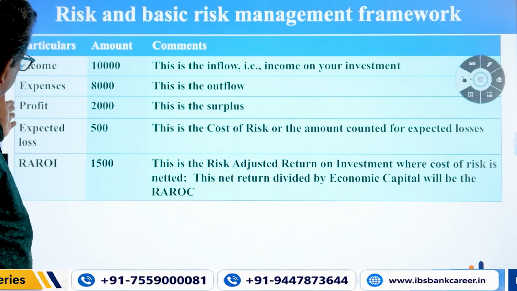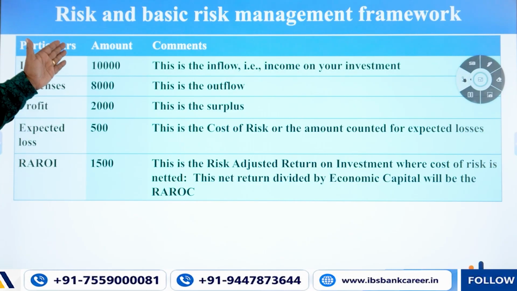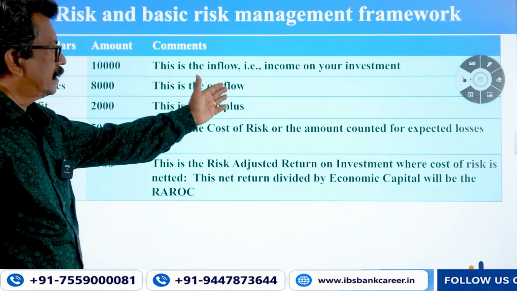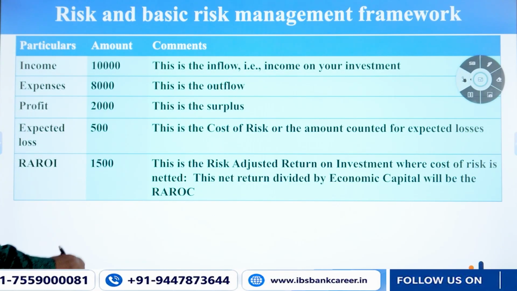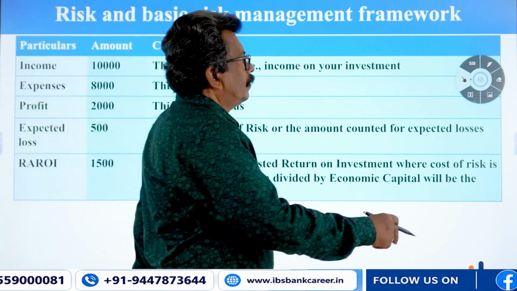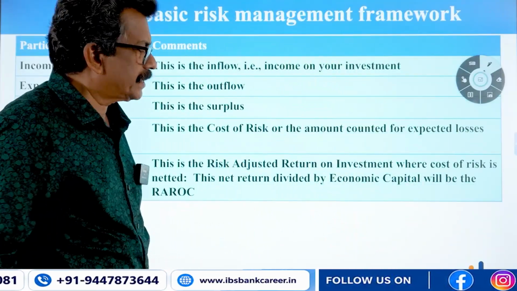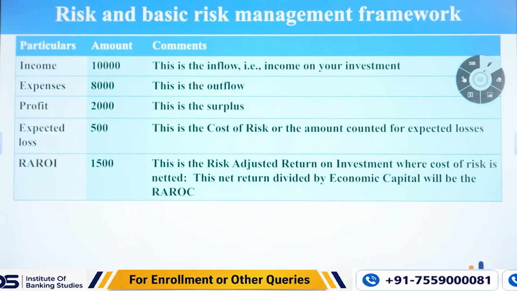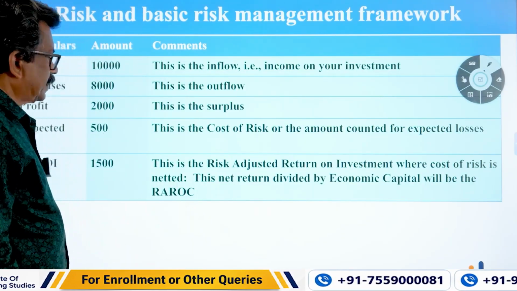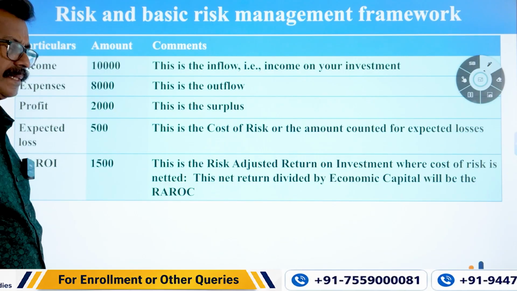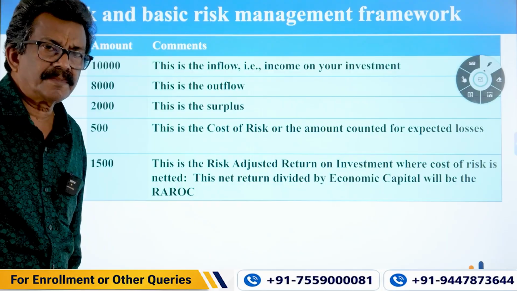Particulars, income, expenses, profit, expected loss, RAROC. This table shows that. Next column is amount. Then the details, particulars. Suppose income from business. What is the income from business? From the basic banking transactions. What are all the basic banking transactions which we do in normal banking? Acceptance of deposits and lending money as loans and advances, or investing in other securities in the market. That is what every bank does.